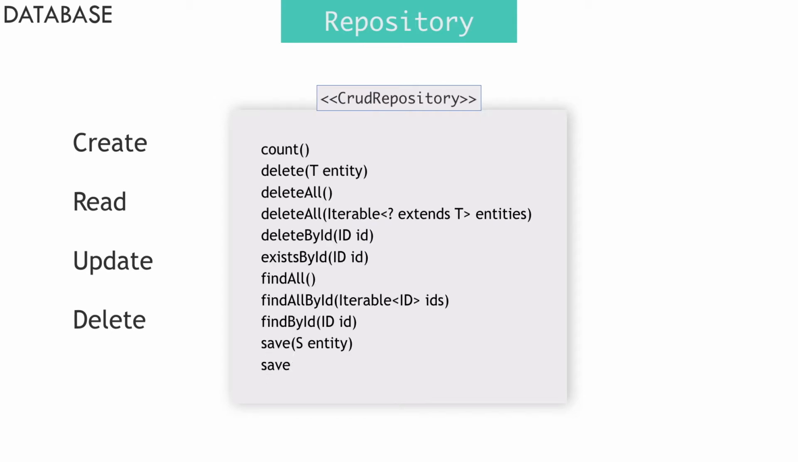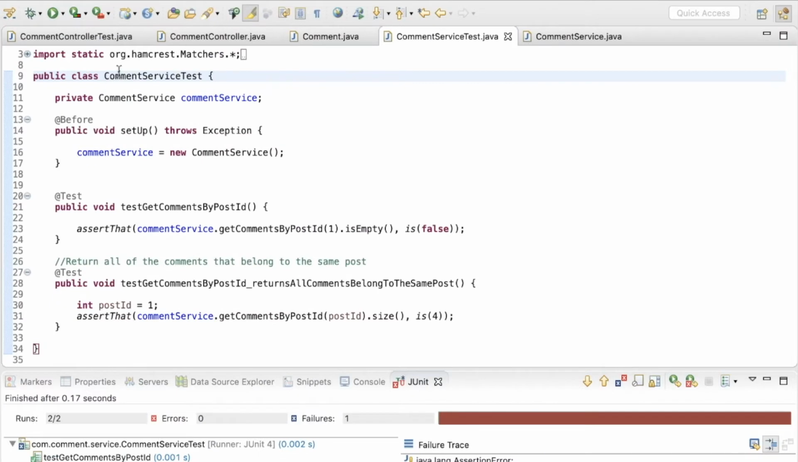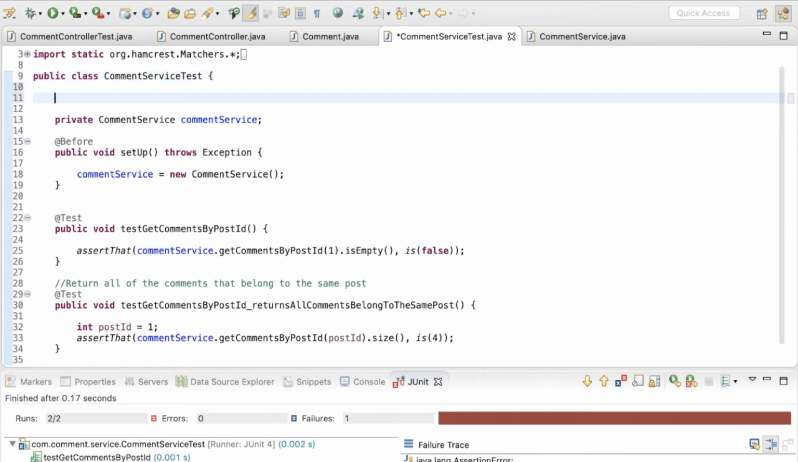For now, I'll use the findAll method to retrieve all the comments in the repository and then filter by post ID in the service layer. Later on, I'll use an automatic custom query in the repository to do that as well. Now, coming back to the comment service test, I want to provide the comment repository dependency into the comment service object when it is created. So I'm going to provide it as a mock inside of the test class.